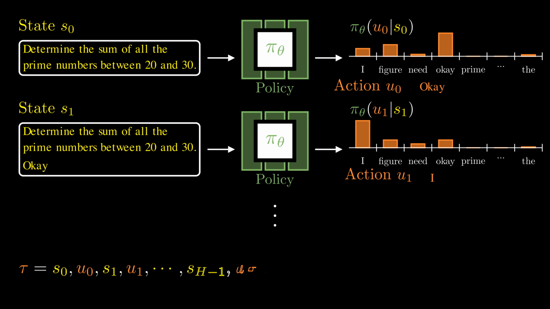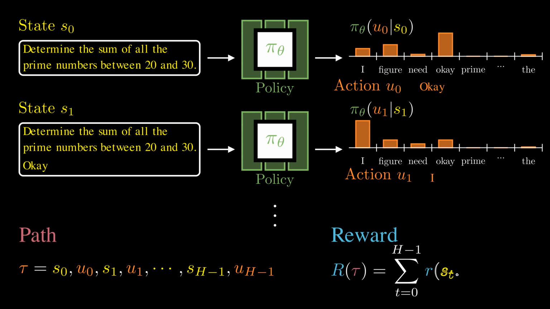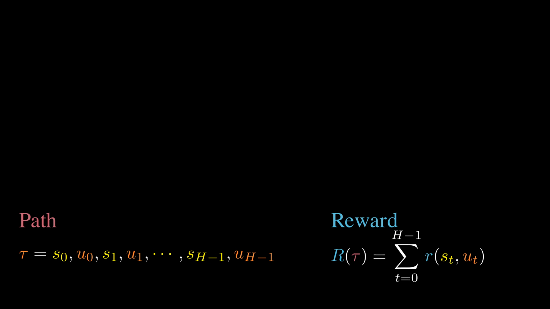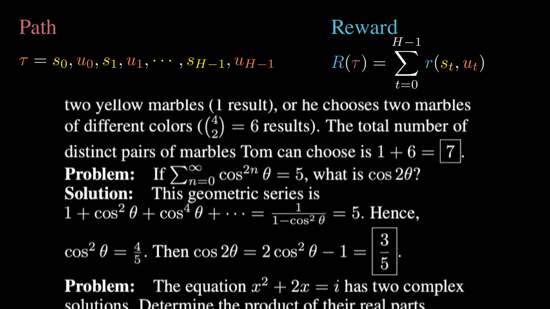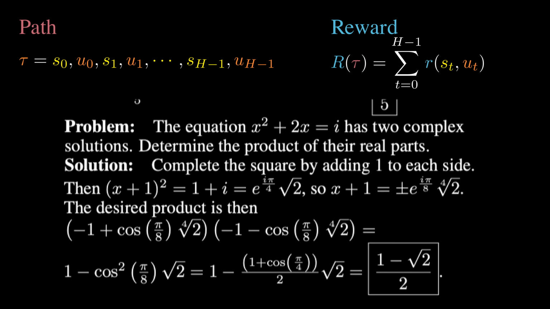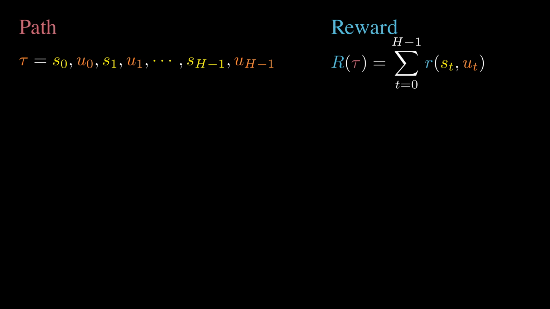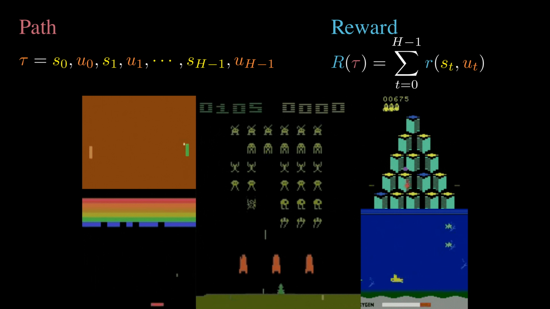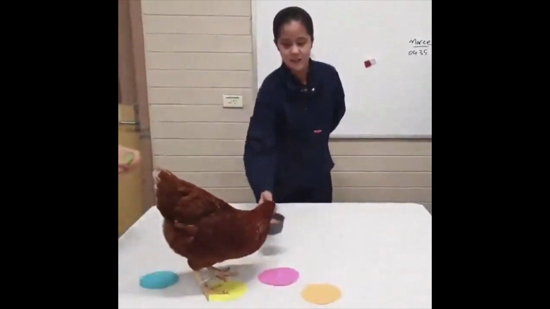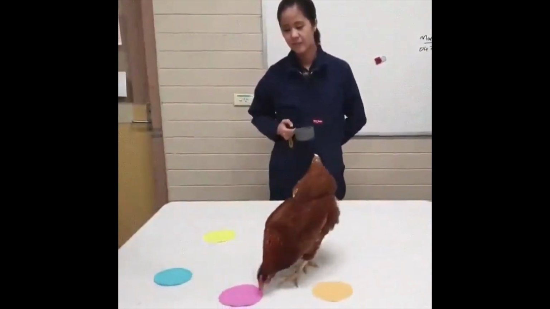We call the full sequence of states and actions a path, denoted by tau. At each time step, the environment can give us a scalar reward indicating how well the model is doing. The total reward of a path tau is the sum of the rewards from state-action pairs over time. For reasoning tasks, this reward usually comes only at the very end. In contrast, in other tasks like learning to play Atari games, you might receive rewards at every time step. Basically, we are training our LLM to reason like we train this chicken.